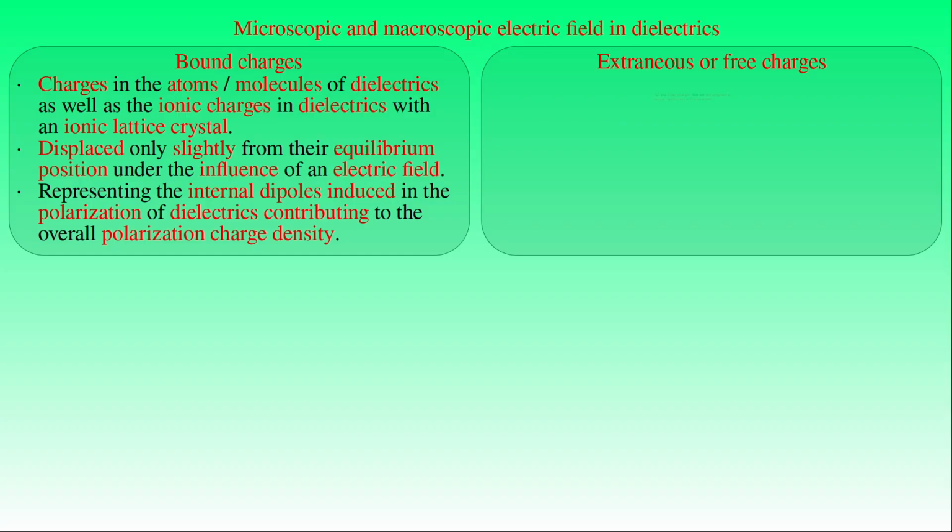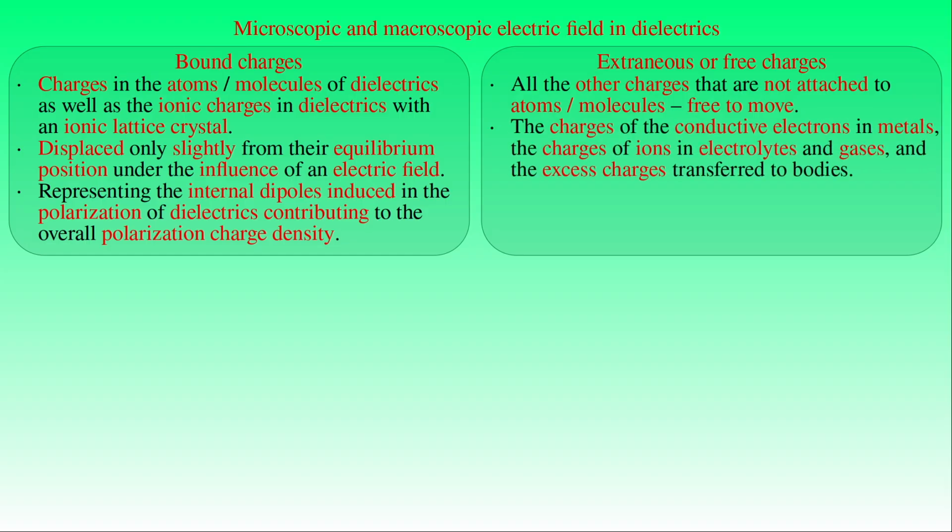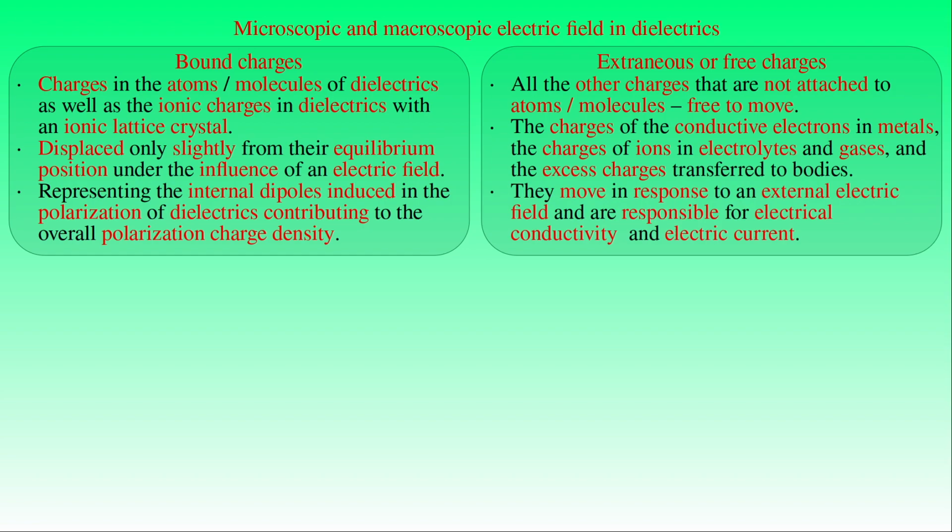Apart from bound charges, all other charges are called extraneous or free charges, that is, charges that are not attached to specific atoms or molecules, allowing them to move freely. Extraneous charges are, for example, the charges of the conduction electrons of metals, the charges of ions in electrolytes and gases, and the excess charges transferred to conductive or non-conductive bodies. All these types of charge move in response to an external electric field, and they are responsible for electrical conductivity, and the electric current in a conductive material is produced by these moving free charges.